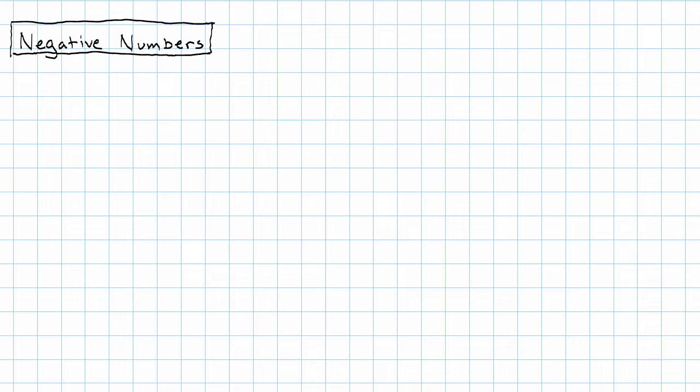In the last video, we saw that we needed negative numbers in order to answer a certain kind of question. We needed a negative number in order to answer questions like, what is 2 minus 5? I want to start by thinking about this problem on the number line. So here's a number line. And now I'm going to draw the lengths 2 and 5.